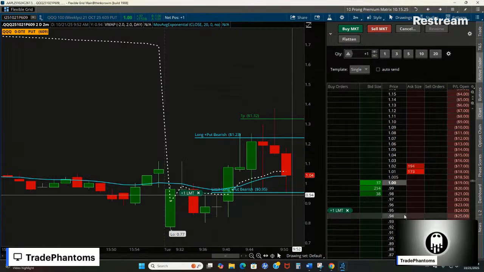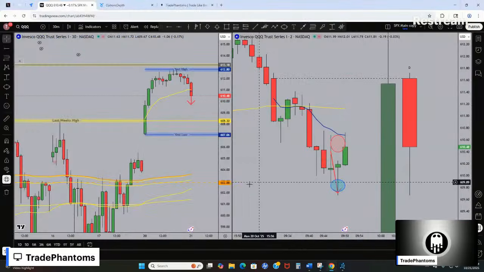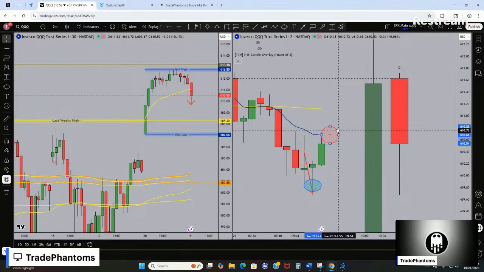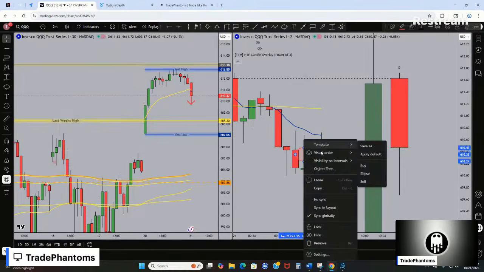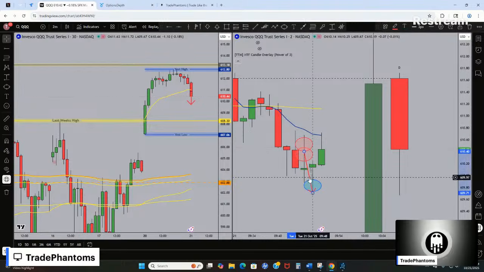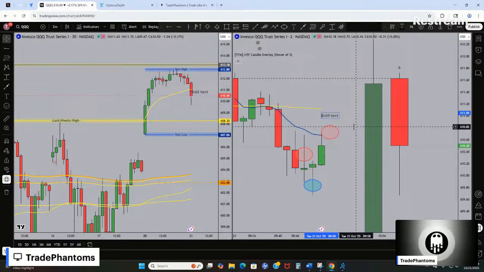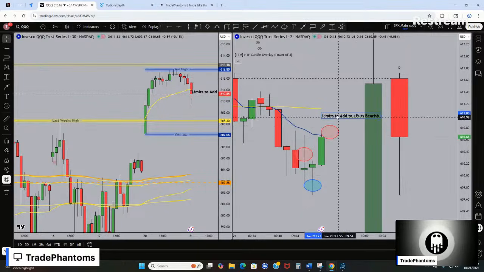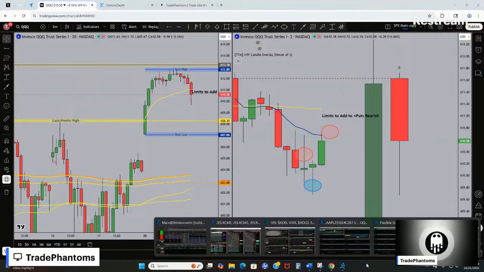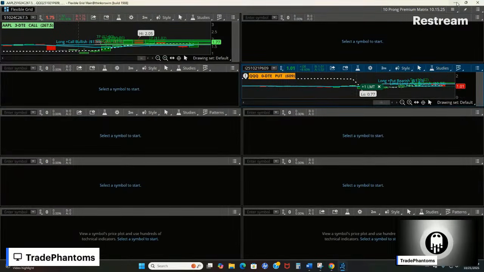That's going to be a limit. Limits to add to puts. Now, I still want to be a bit careful with this trade, right? Because we're still bullish overall in the higher time frames, right?